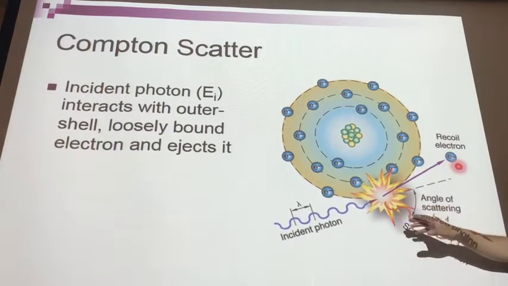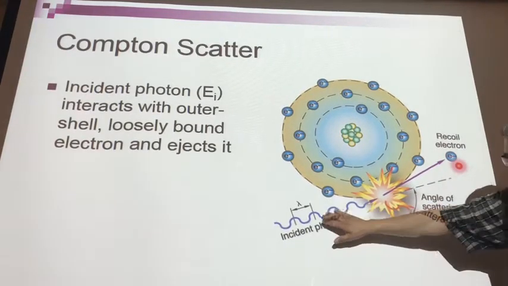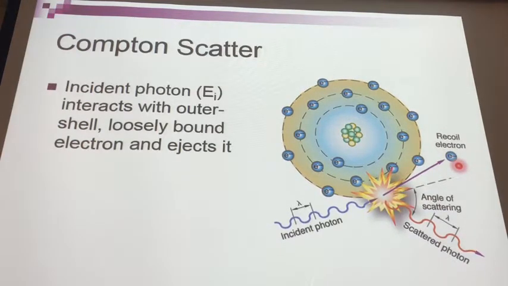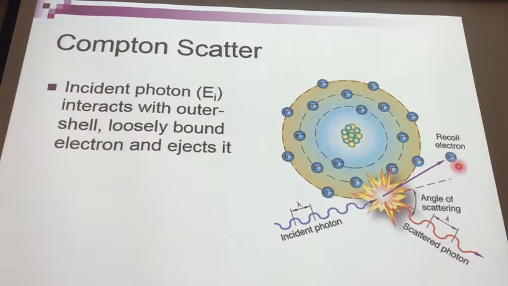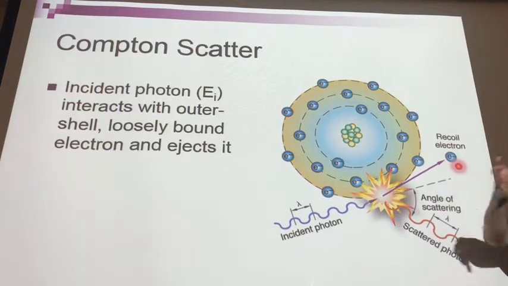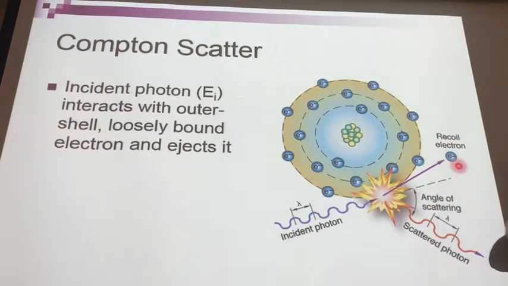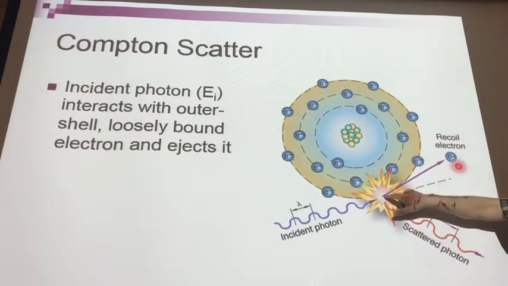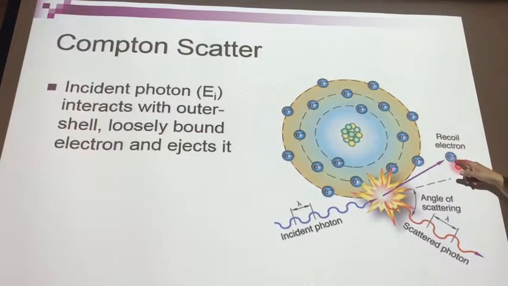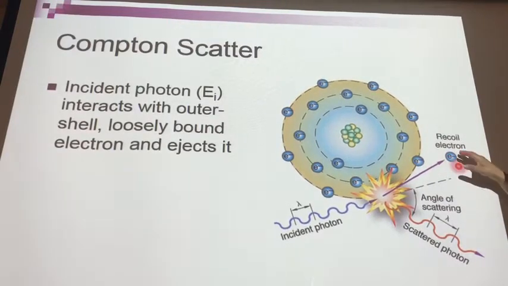Okay? So this photon gives energy. Remember, photons are pockets of energy, pure energy, right? So it can give up some of that energy to the electron. The electron gains that energy. Look here. It gains that energy and it escapes. This electron is called a recoil electron.